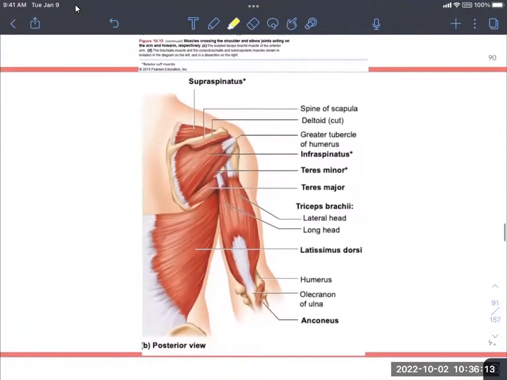So here where you saw latissimus dorsi, you're going to see teres major is actually below teres minor. Infraspinatus, supraspinatus. Supra is above the spine. Infra is below the spine. We have teres major or minor. They all have to do with the scapula. Remember, major is below minor.